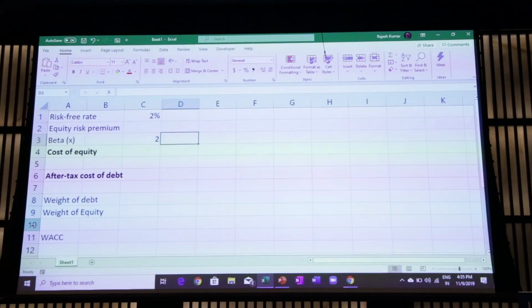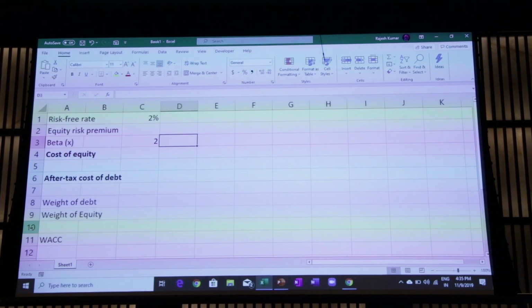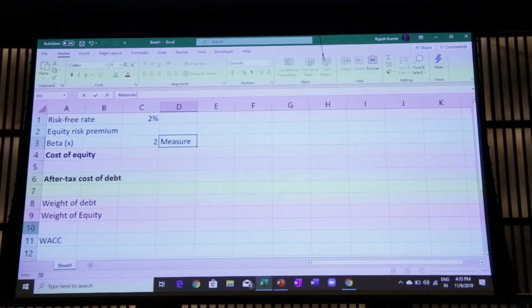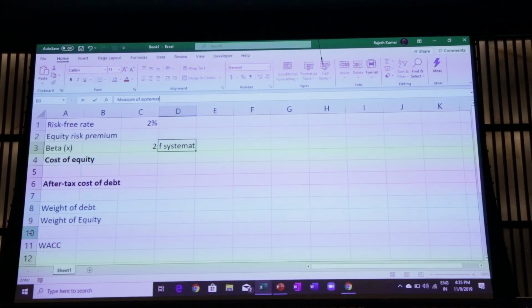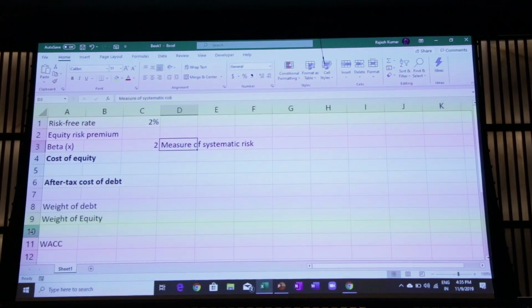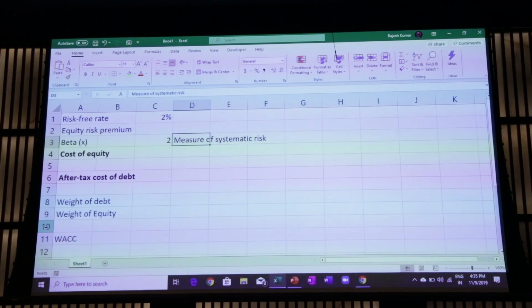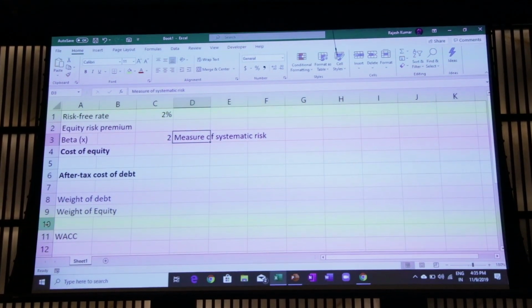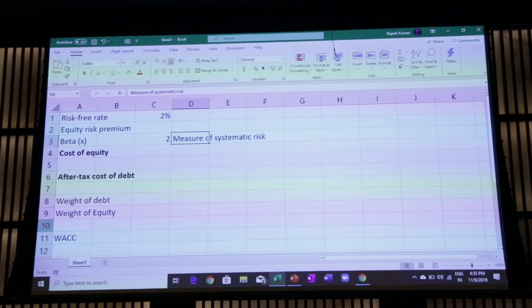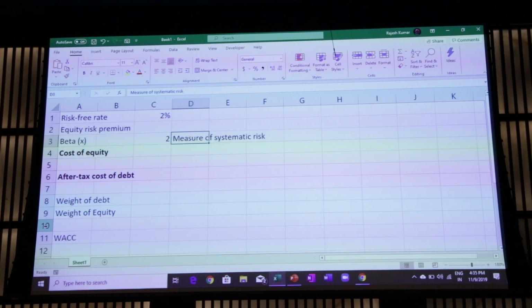Again, what is the meaning of beta? Beta is a measure of systematic risk. And what is systematic risk? It is the risk of the market. So if the market risk is 1, my stock's risk is 2 times relative to the market. Okay, so it is a relative concept.